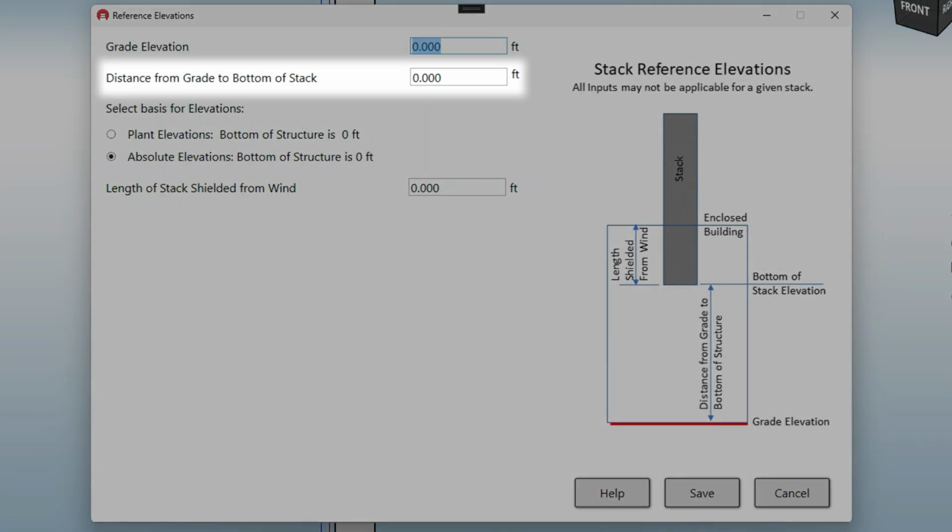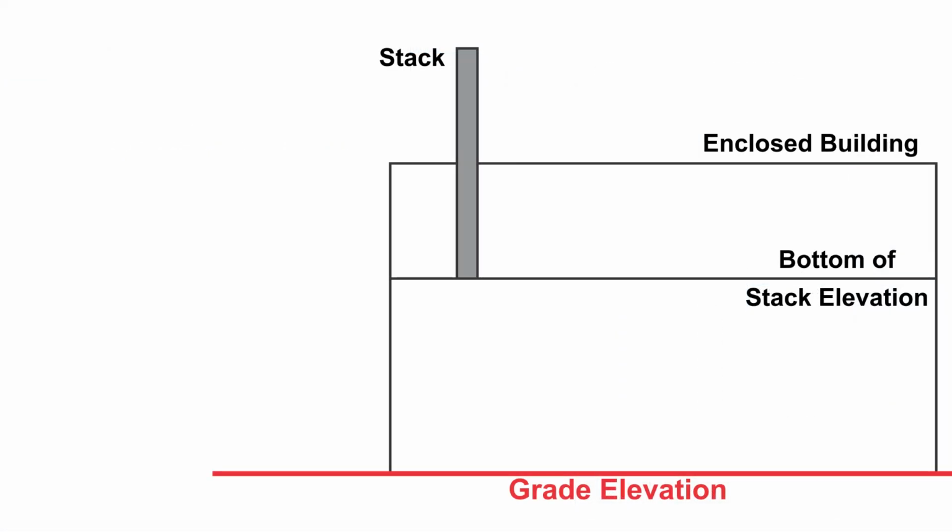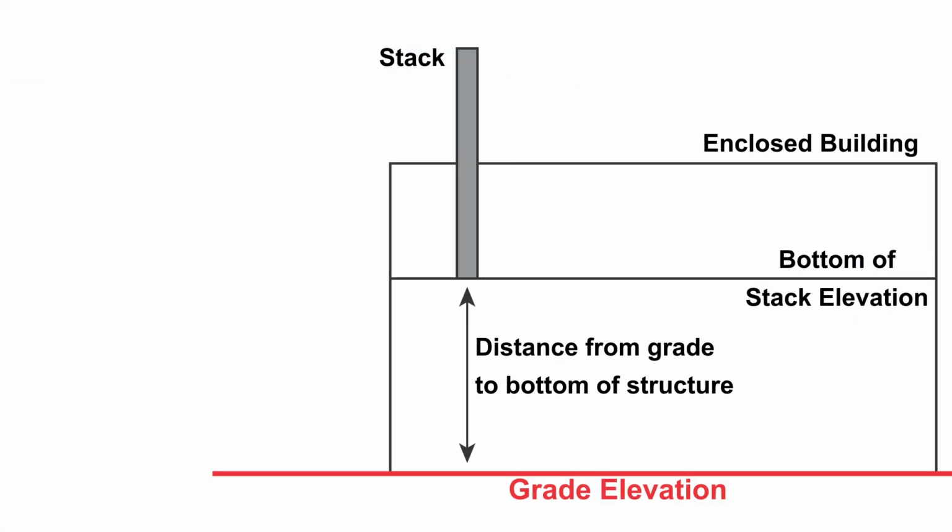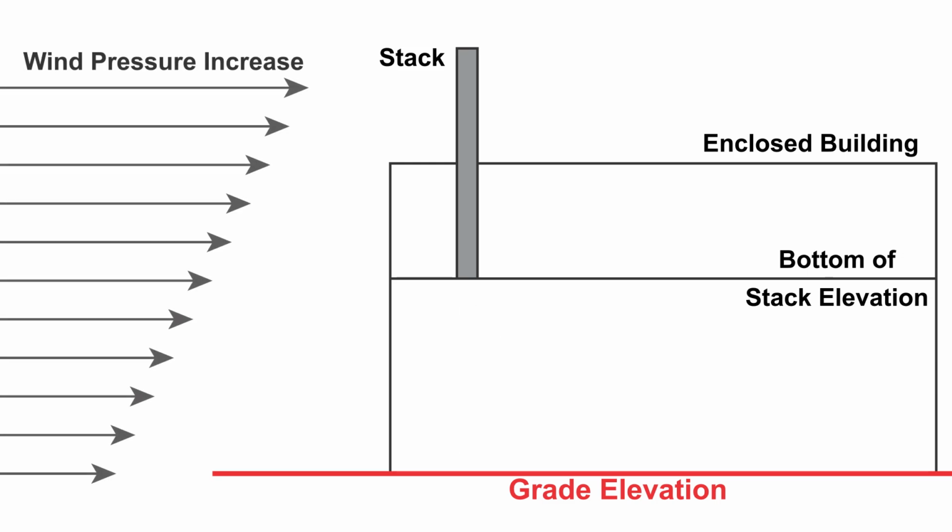Next, we specify the distance from grade to the bottom of the stack. This is used if you have a stack that is elevated above grade, such as a stack on top of a building or a heater. Wind pressures increase as you get higher above the ground, and so by entering this value, you are specifying that the structure is elevated and that the wind pressures will be calculated correctly for this higher elevation.